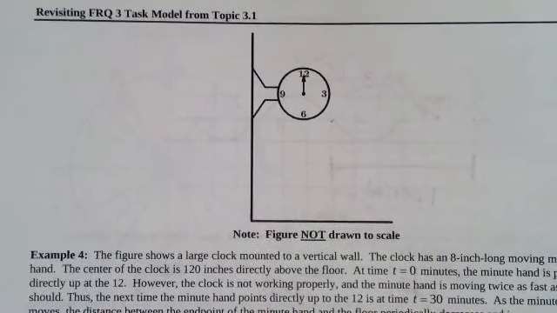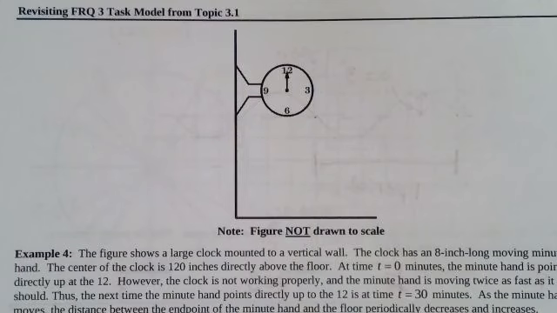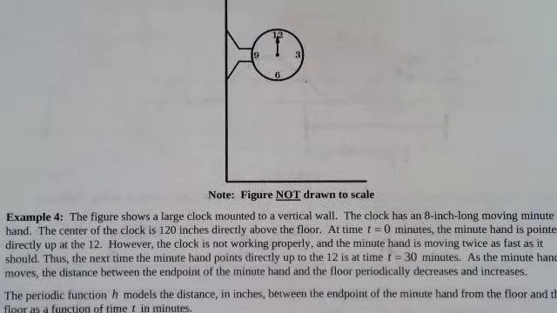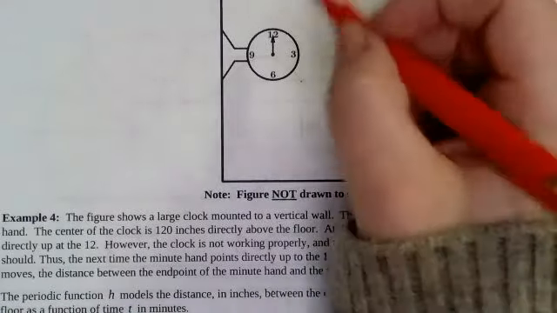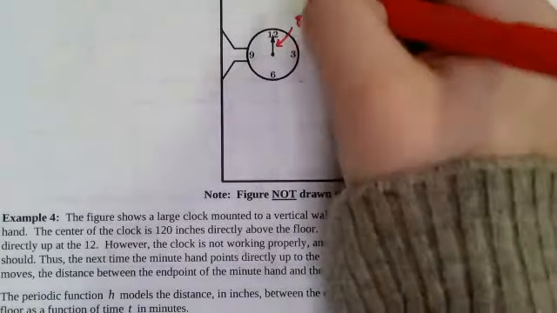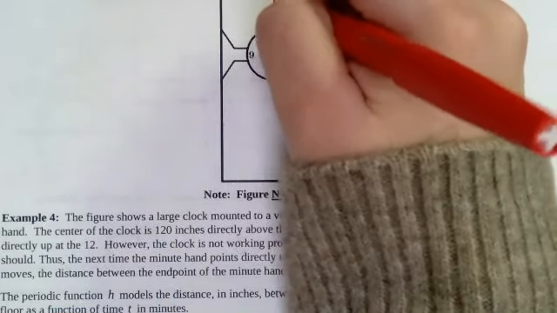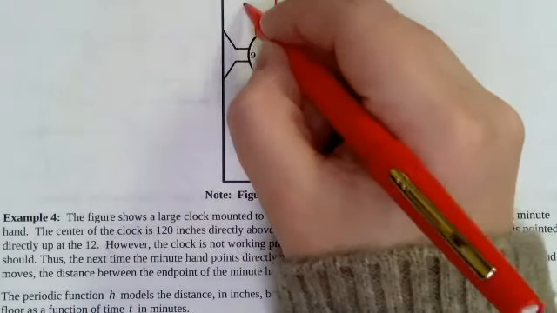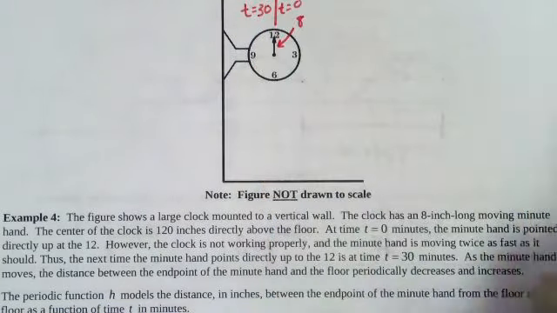This is a very similar question to what we saw in our last lesson where we had this clock on the wall. We actually have all the same values, the exact same scenario. The only thing that's different about this problem is the questions that are being asked. Just as a reminder, the clock hand is 8 inches. At time 0, it's pointing up. This clock is broken, so it's moving twice as fast, and it ends up getting back to the top after 30 minutes.